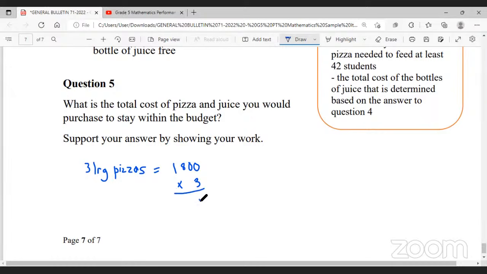3 times 0, 0. 3 times 0, 0. 3 times 3, 9. 3 times 8, 24. Put my 4 down at the bottom, 2 at the top. 3 times 1, 3 plus 2, 5. So the 3 large pizzas I bought was 5,400. Because I'm staying in my budget, what I need to do immediately is to subtract this 5,400 from my 9,500 to see how much money I have left. So that's what I'm going to be doing.